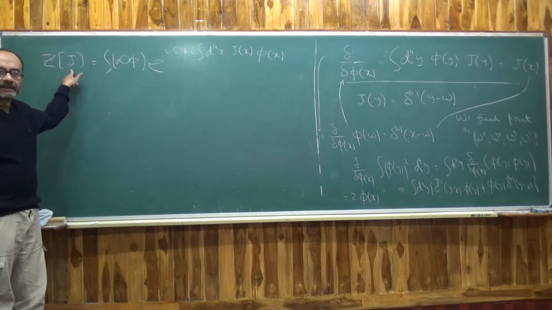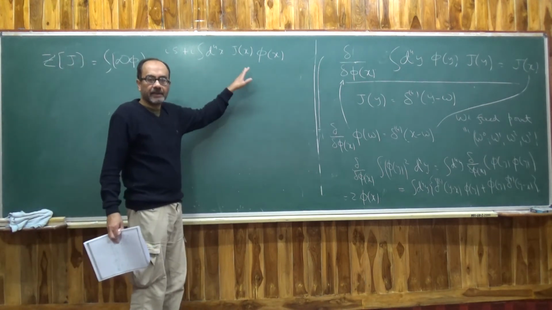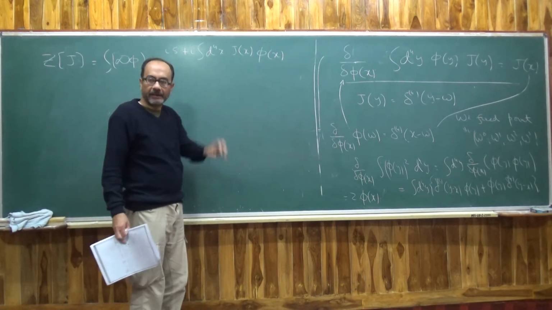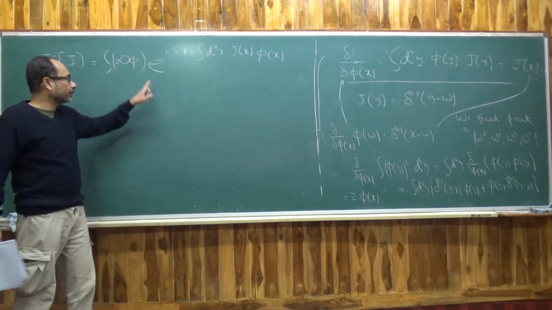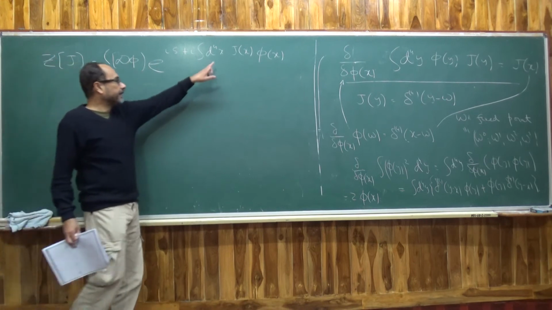Do you all agree? That if you are given any function J, it gives you some specific weight factor, right? You carry out the path integral over phi. After that, of course, there is no dependence on phi anymore, right? Phi is an integration variable which has been integrated out, but it can still depend on J.